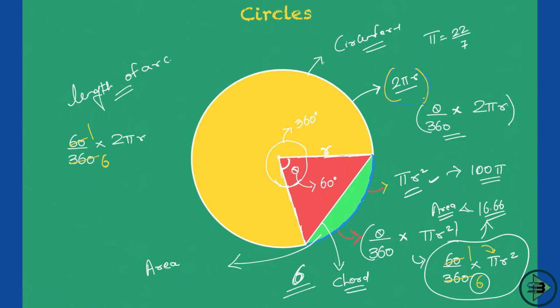Now you will say, okay, I know the area of the sector. I can find out the area of the sector, correct? That is given by this formula, theta upon 360 into pi r square. I know that, how to find out the area of the segment. Area of the sector, I know how to find it out. From that I'll subtract the area of this triangle.